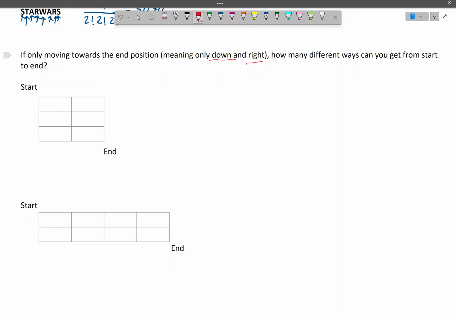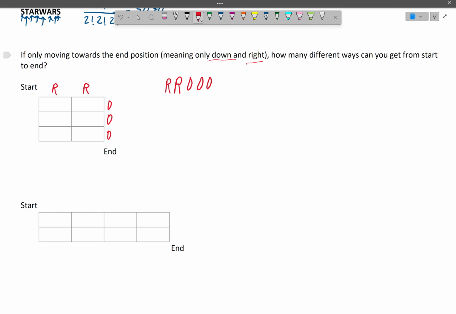And how many different ways are there to get from start to end? Well, here we have to go to the right, down, down, down. At some point in this pathway, the person has to go right 2 times. We don't know the order, but at some point they have to go to the right twice. And they have to go down 3 times at some point.